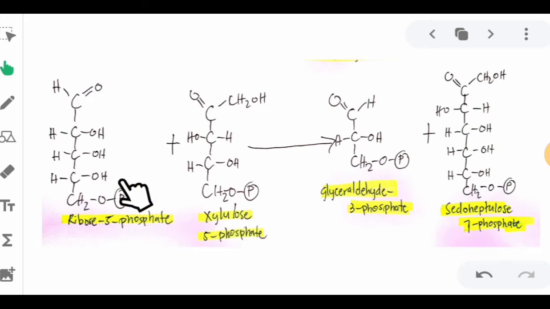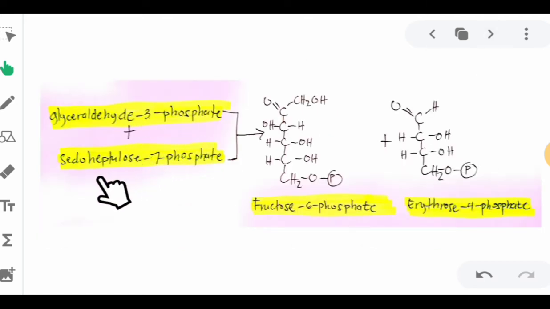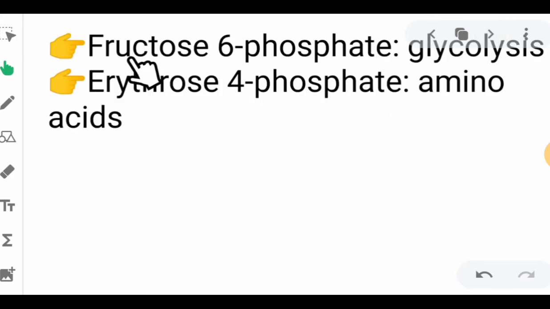Then, if there is abundant production of ribose 5-phosphate, some of it will react to form xylulose 5-phosphate. When it reacts, it will produce glyceraldehyde 3-phosphate, which is essential in glycolysis. And it will also produce sedoheptulose 7-phosphate. Then these two, glyceraldehyde 3-phosphate and sedoheptulose 7-phosphate, will be interconverted with each other, and they will produce fructose 6-phosphate and erythrose 4-phosphate. This fructose 6-phosphate is essential in glycolysis, and the erythrose 4-phosphate serves as a precursor in amino acid production.